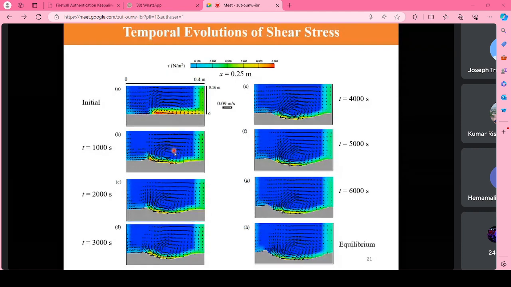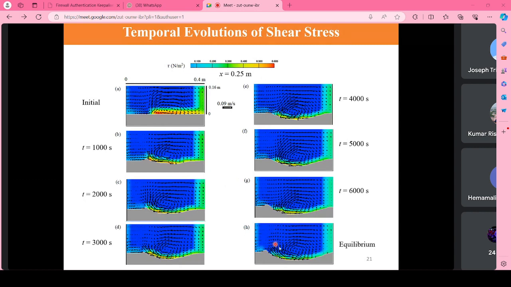And you see here how these secondary currents are pushing the bed materials from the mid channel to the side of the channel, and because of this there is a formation of the deposition bar here. You see gradually, at different time instants from time t equal to 0 to equilibrium condition, how the shear stress is increasing and decreasing, and how the separation zone, the deposition bar and the scoured region are formed.